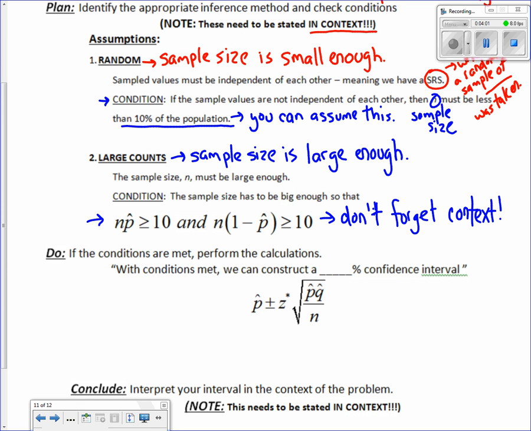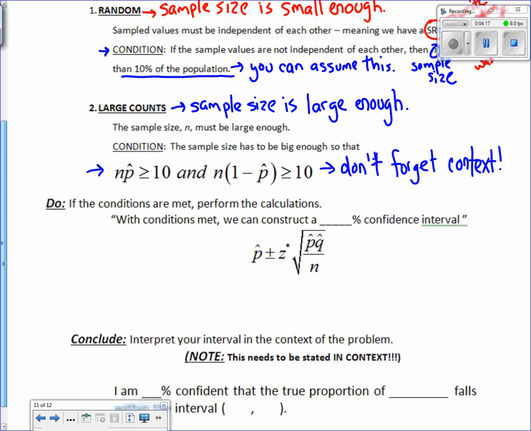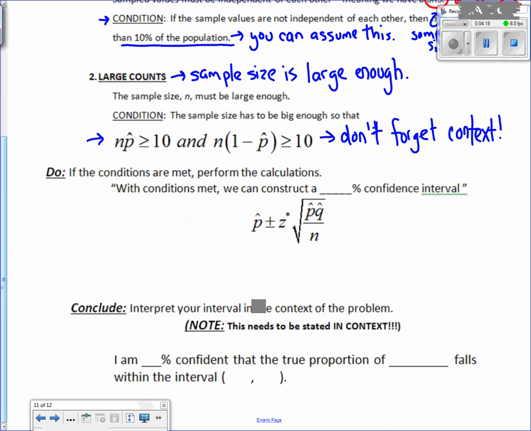All right, do. We say if the conditions are met, perform the calculations. With conditions met, we can construct whatever interval they're looking for. It's usually either 90 or 95%. Now we have this lovely formula. We talked about z star, we talked about p hat. P hat, remember, is your sample proportion.